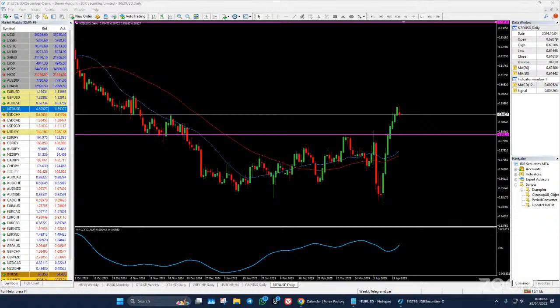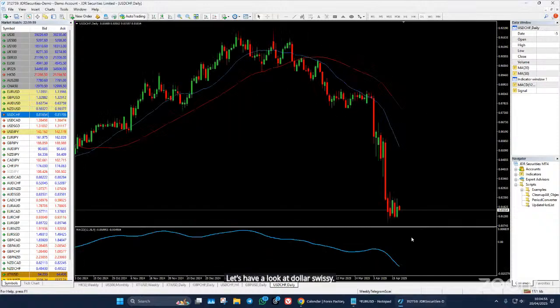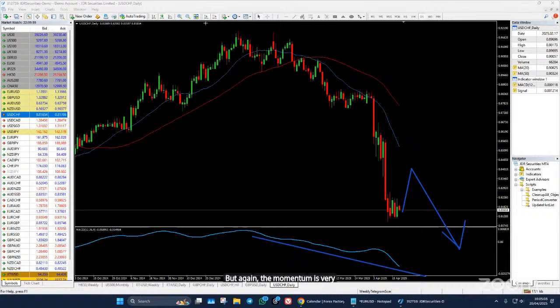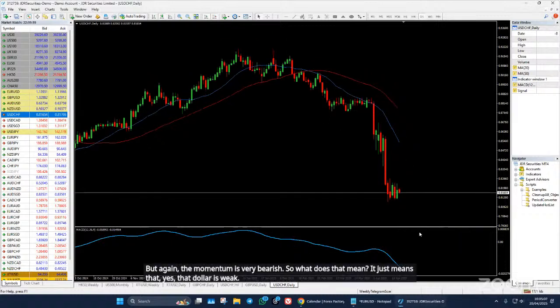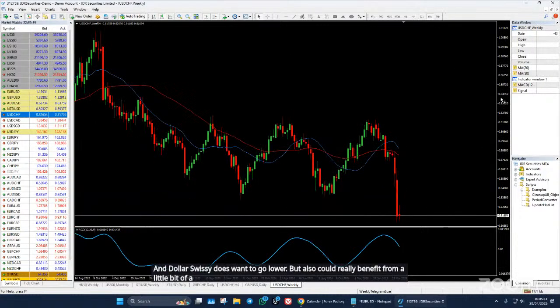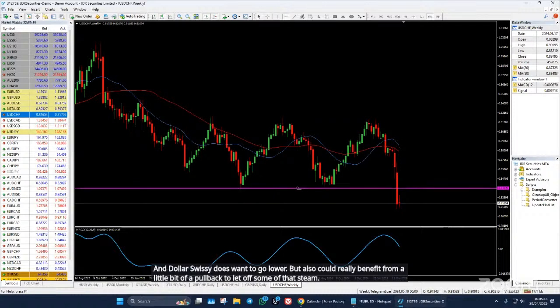Let's have a look at dollar Swissy. So dollar Swissy is very overextended. At some point, it would be nice to see this come back to the moving averages and continue down. But again, the momentum is very bearish. So what does that mean? It just means that, yes, the dollar is weak and dollar Swissy does want to go lower, but also it could really benefit from a little bit of a pullback to let off some of that steam.